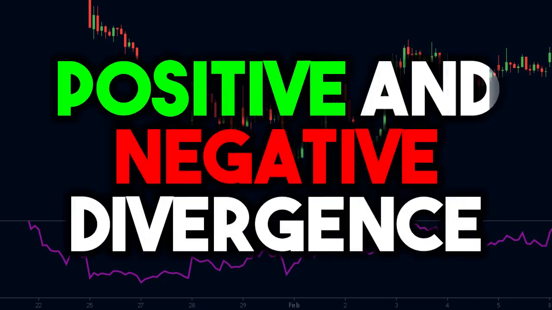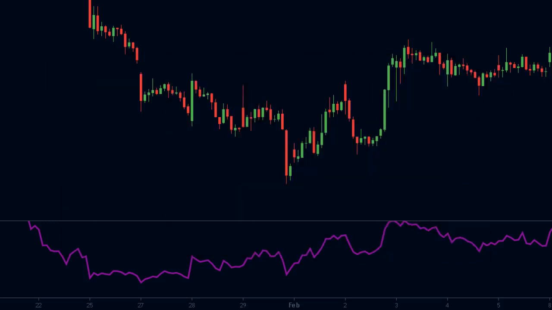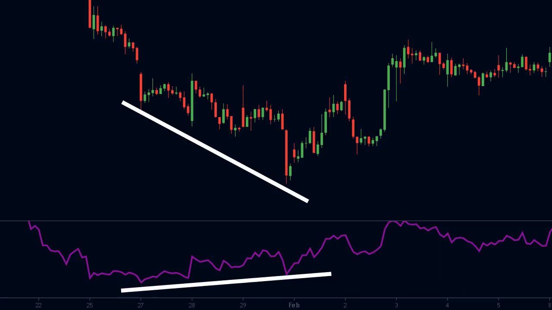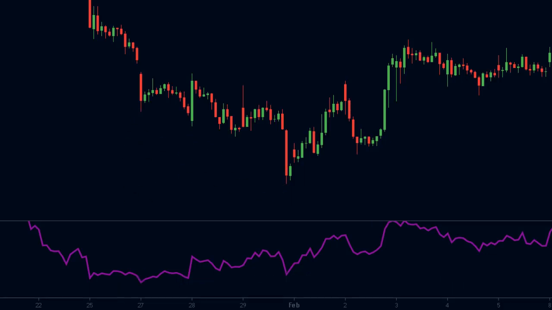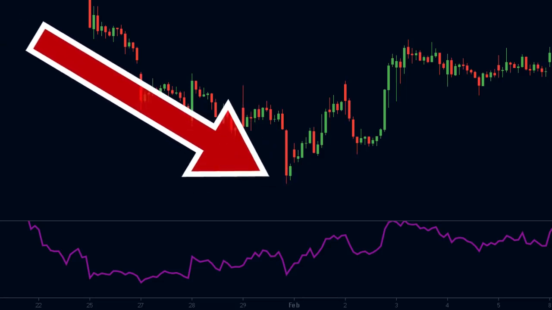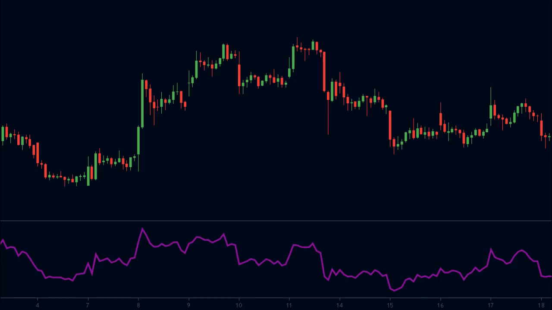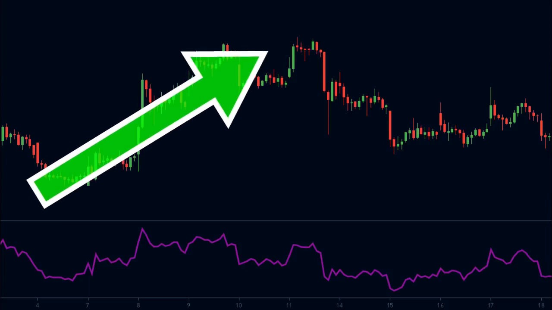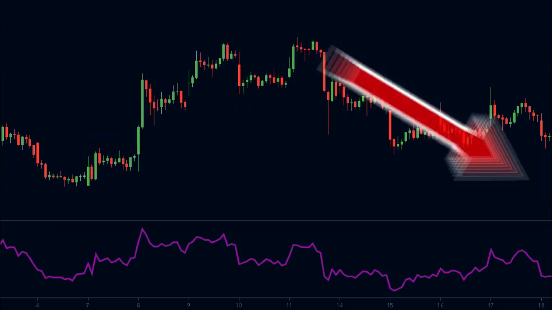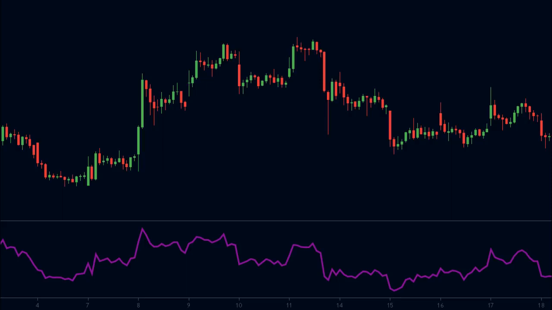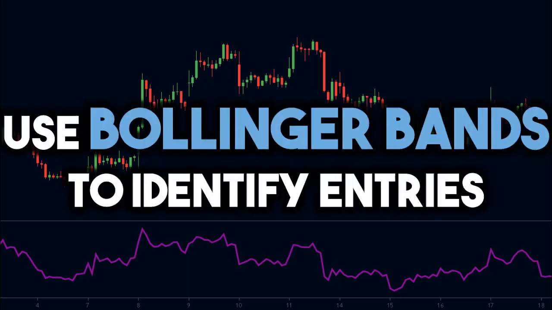Divergences are of two types: positive and negative divergence. A positive divergence occurs when the price makes a lower low, but the RSI makes a higher low. This indicates that the downtrend has lost its momentum, and a reversal may occur very soon. On the other hand, a negative divergence occurs when the price makes a higher high, but the RSI makes a lower high. This indicates that the uptrend has exhausted and a reversal may occur. Every divergence does not result in a reversal. Hence, we will use the Bollinger Bands to identify our entries.